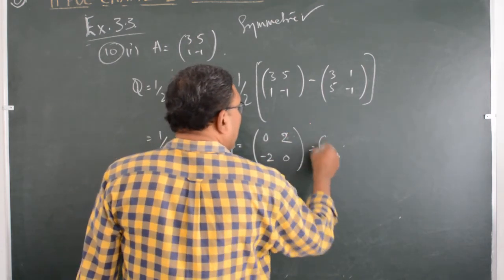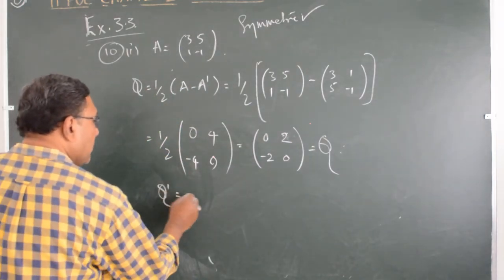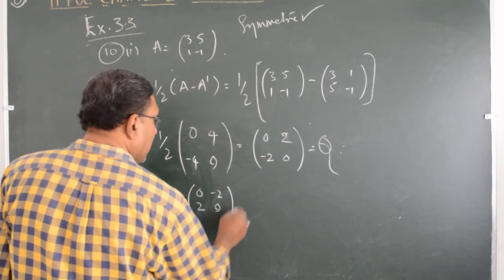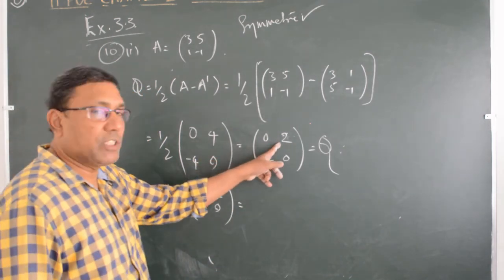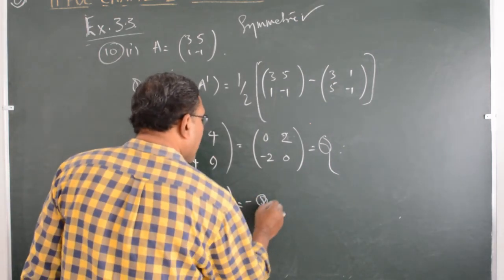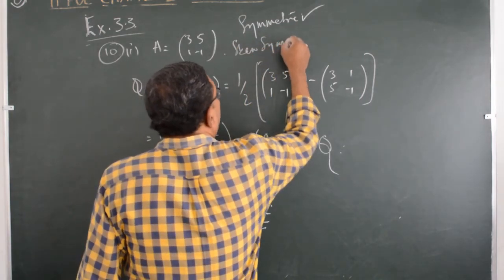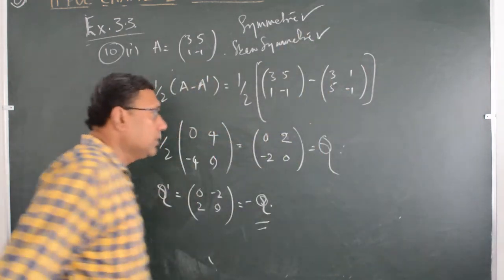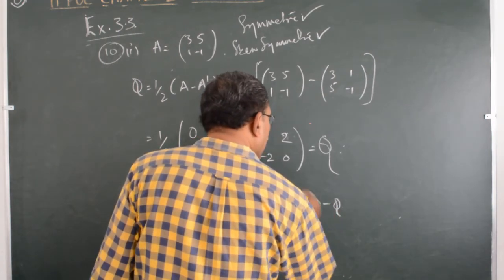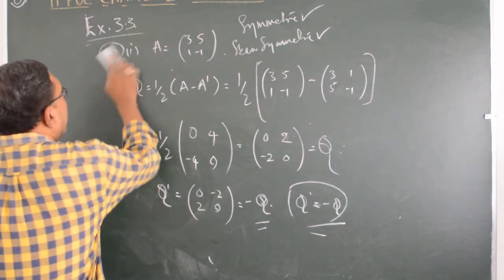This is my Q, right? Do Q transpose. Q transpose, if you do, it will be 0, minus 2, 2, 0. Just check here, positive becomes negative, negative becomes positive, therefore it is minus Q. Therefore, the given matrix is also skew symmetric. Q transpose is equal to minus Q, right? Therefore, this is also a skew symmetric matrix, right?